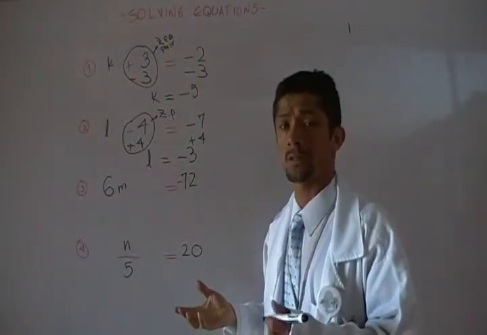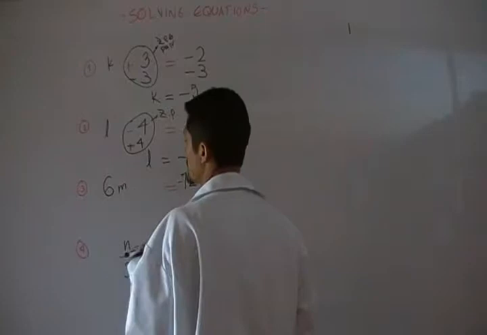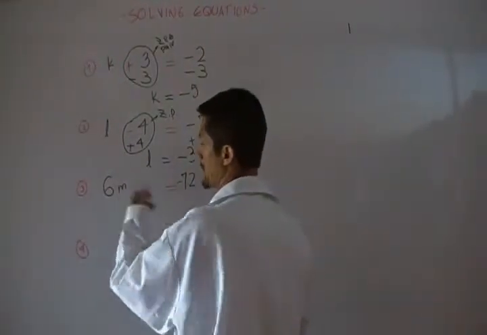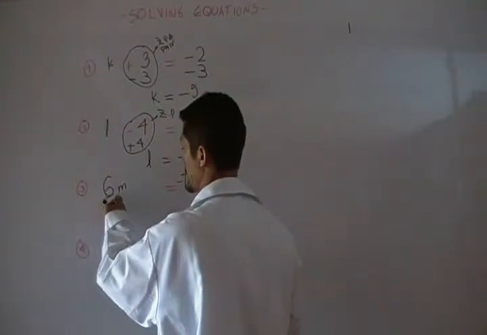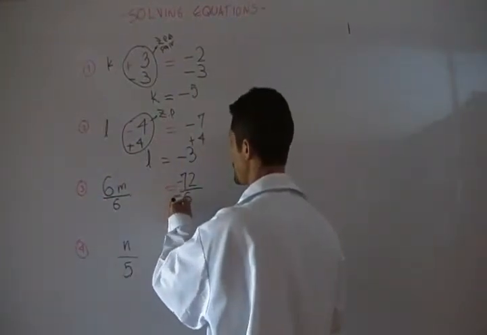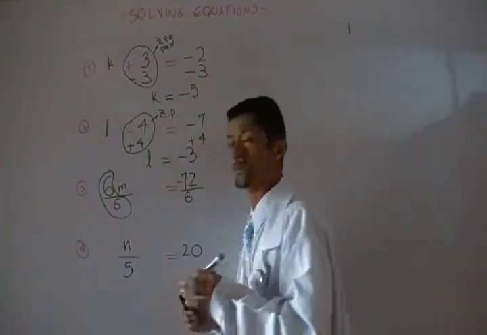In this one, first of all, important: before you start solving an equation, you need to identify the operation that is involved. In this case, I have multiplication: 6 times m equals -72. I know that the inverse operation of multiplication by 6 is division by 6. So in order to find the value of m, I divide both sides by 6.